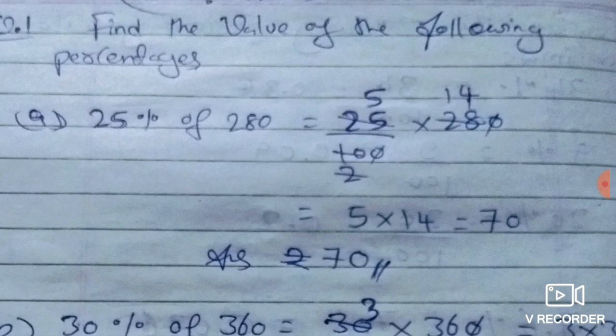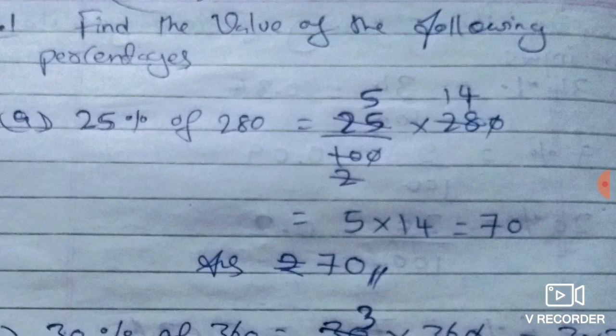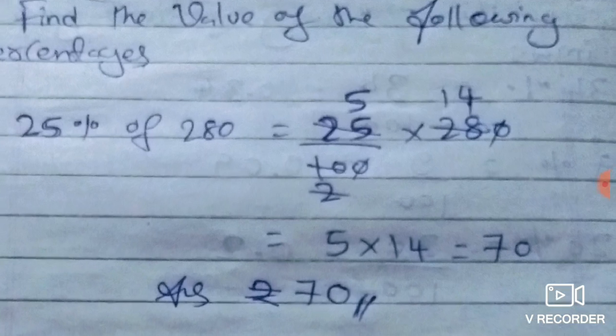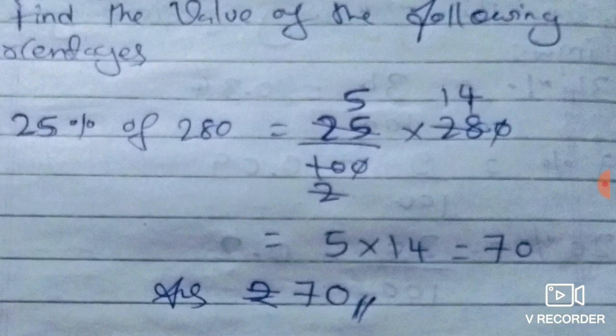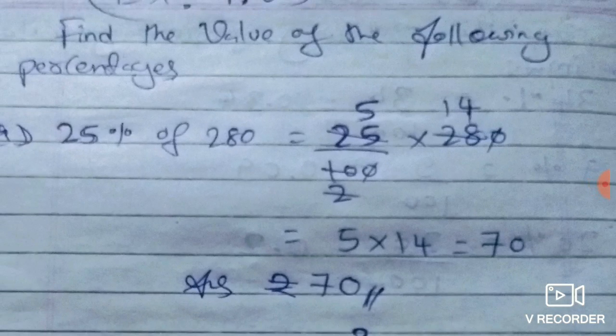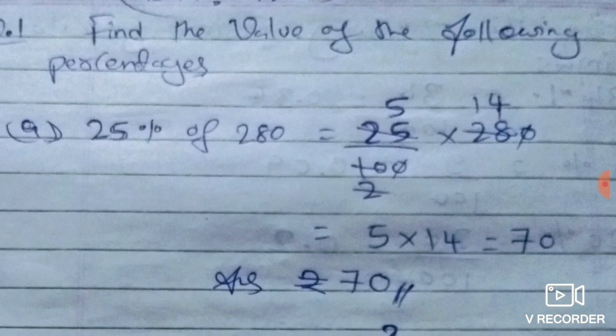So write 25 upon 100. Why are we writing it upon 100? Because 25% is given, so that is why here we write the denominator as 100. Then write 25 upon 100 into 280. Then cut both the 0s, then cut 10 with 2, 28 with 14, and 25 with 5. So the rest value is only 5 and 14. So multiply both the numbers, then we get 5 into 14, that means 5 14s are 70. So 25 percent of 280 equals 70. So 70 is your answer.